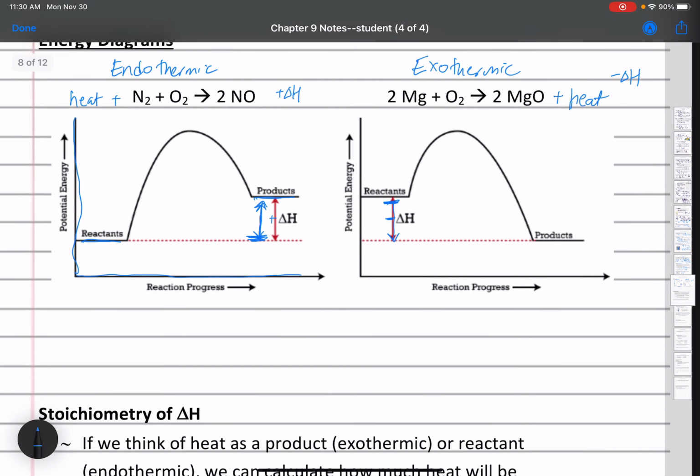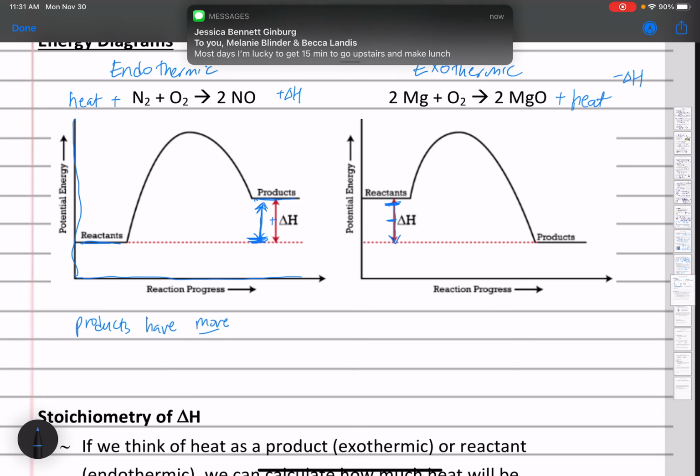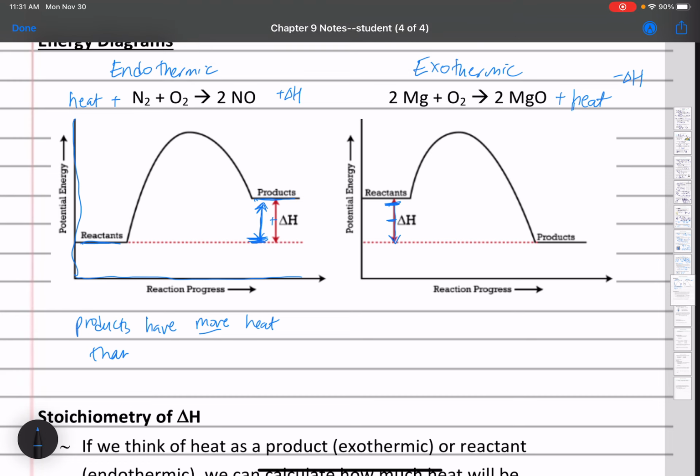So just to write this out, in an endothermic reaction, products have more heat than reactants. And in an exothermic reaction, products have less heat than reactants.